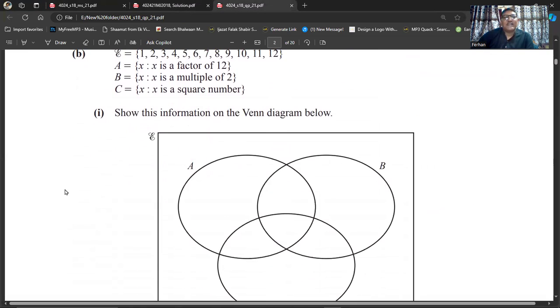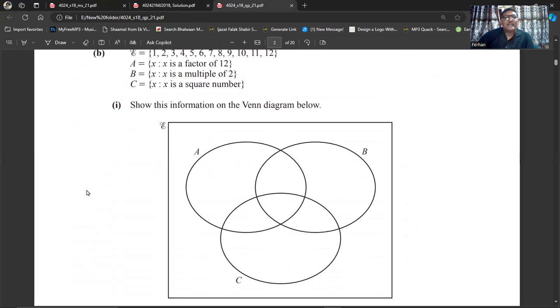Okay, Question number 1, part B. Here a universal set is given: 1, 2, 3, 4, 5, 6, 7, 8, 9, 10, 11, and 12. A is a set such that x is a factor of 12. The factors of 12 are 1, 2, 3, 4, 6, and 12. B is a multiple of 2. Multiple of 2 means the table of 2, so that will be 2, 4, 6, 8, 10, and 12. And C is a square number. The square numbers are 1, 4, and 9.